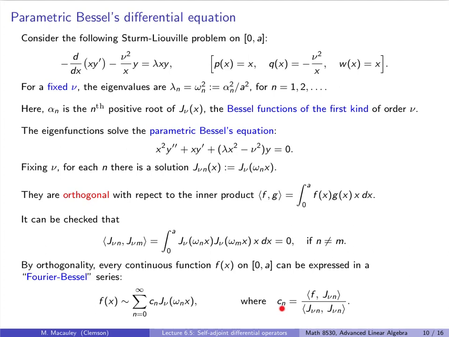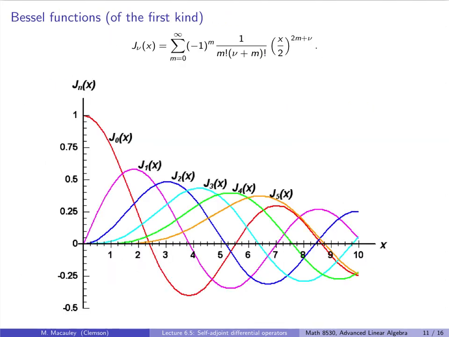But c n is the projection of f onto the Bessel function j nu n. So it's the inner product of f with j nu n, which can be expressed with this integral, divided by, actually, this integral itself, the inner product of j nu n with j nu n. Just for fun, here is a power series representation of the Bessel functions of the first kind, and here's a graph of the first 6 of these things.